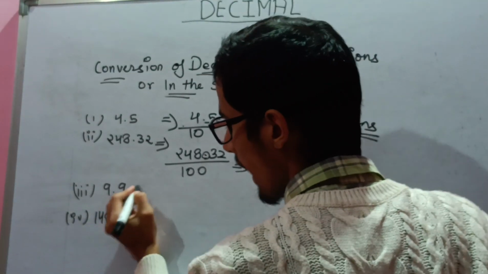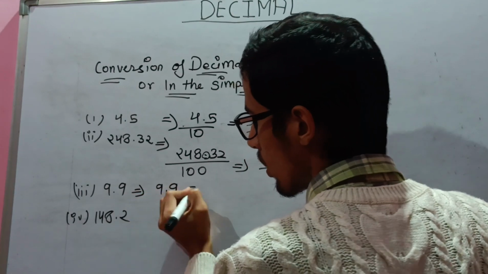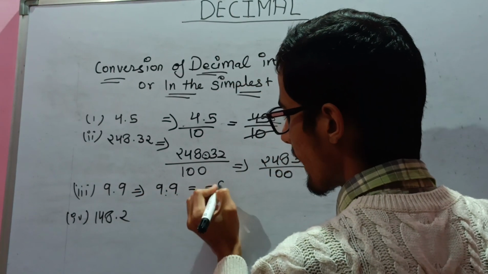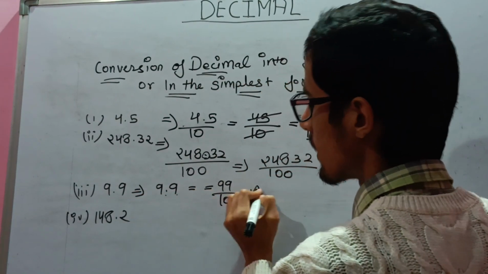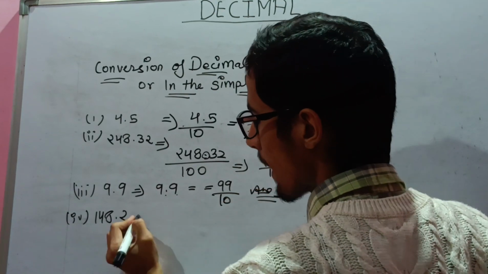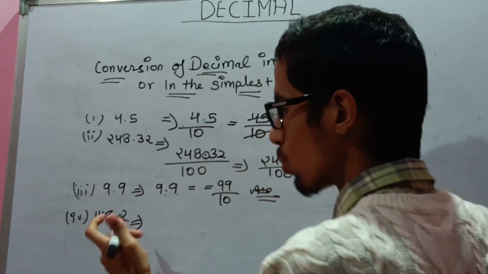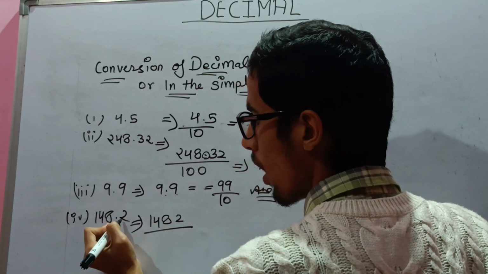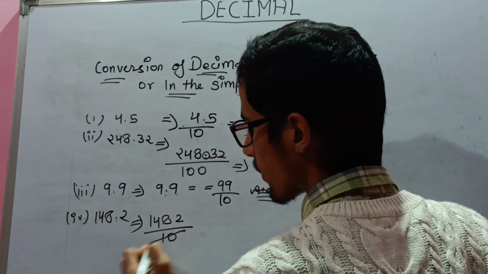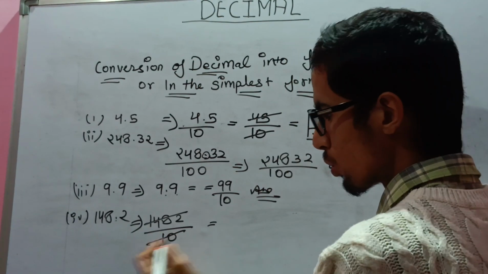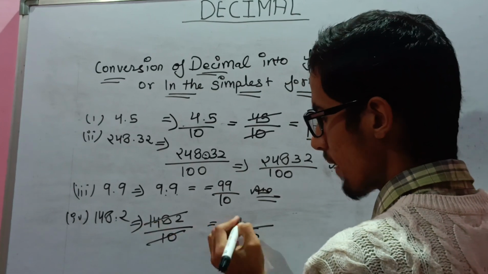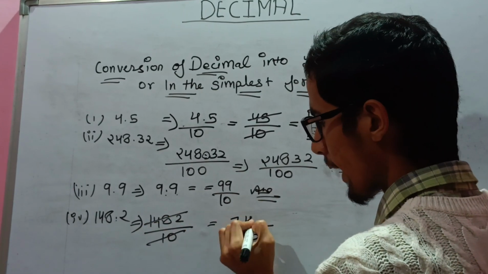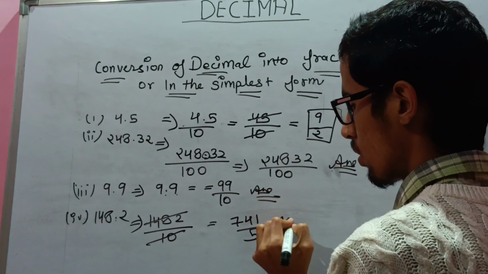The next example is 9.9. So 1, tens, we write 99 upon 10. This is the answer. The next example is 148.2, which is 1482 upon 10. If we cut this by 2, 2 5s are 10, 2 7s are 14, 2 4s are 8, 2 1s are 2.